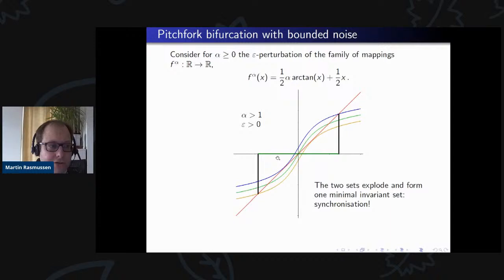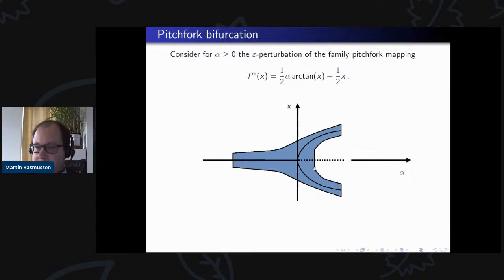And so the perturbed bifurcation diagram looks like this. We have basically one minimal set where the dynamics takes place for alpha less than this bifurcation point, and then we have a discontinuous bifurcation here into two different intervals where the dynamics takes place.